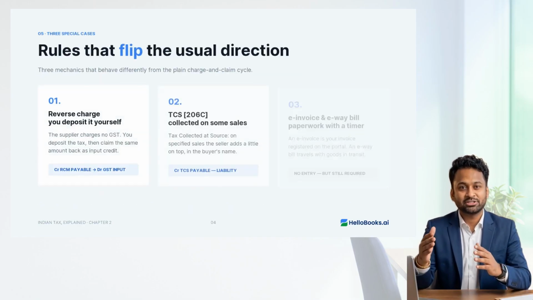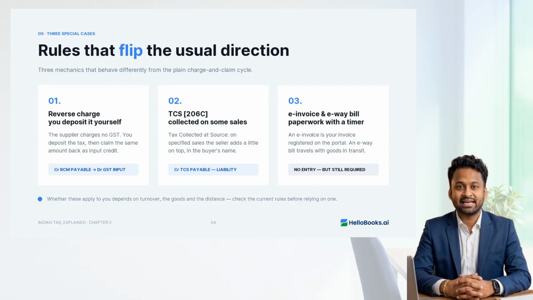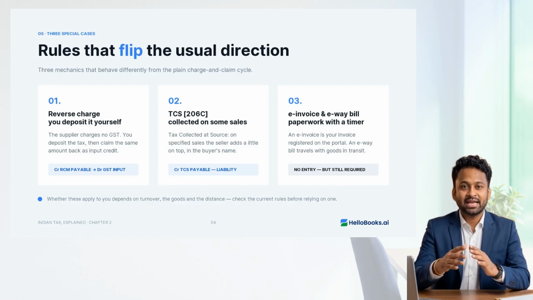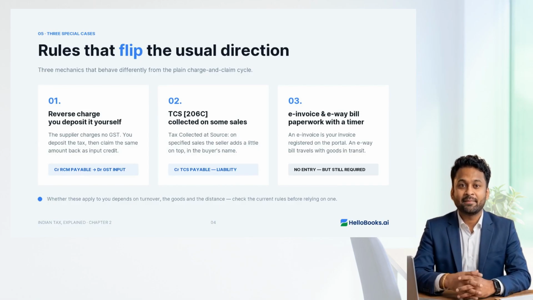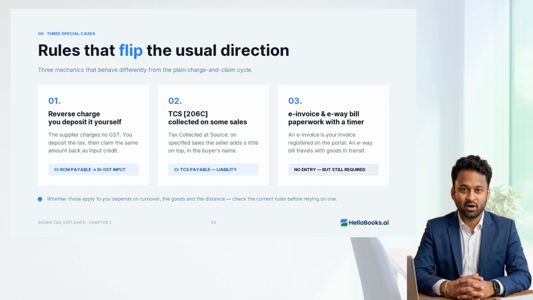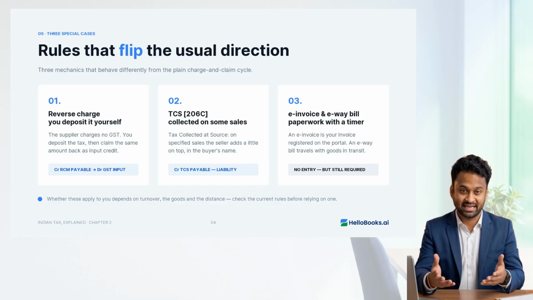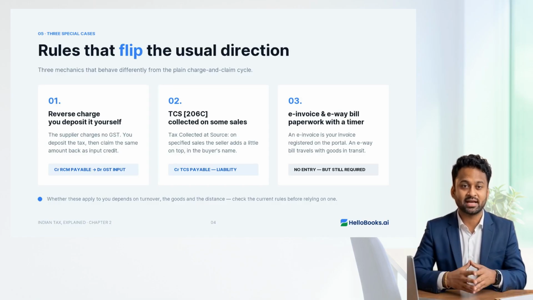When a customer deducts from you, the entry flips. You debit TDS receivable, an asset exactly like advance tax paid in your name. 3 cases run the other way. Under reverse charge, the supplier charges no GST, so you deposit the tax yourself and then claim the same amount back as input credit. Where you can claim it in full, it costs you nothing in the end, but it still has to be recorded on both sides.